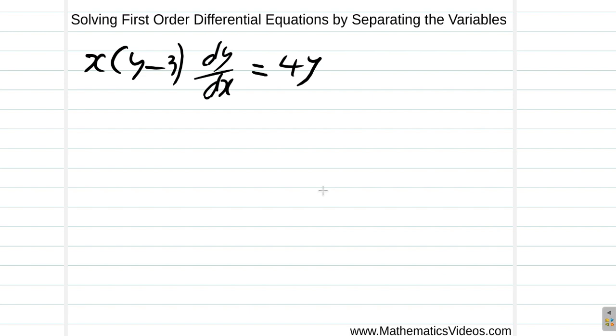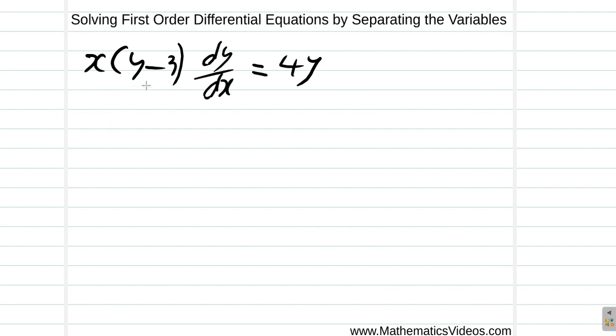Alright, so this is an example of a differential equation that can be solved by separating the variables. So you want to do your transposition and so on, so that you have a function of y dy on the left equal a function of x dx on the right, and then you integrate both sides. So let's see what happens here.